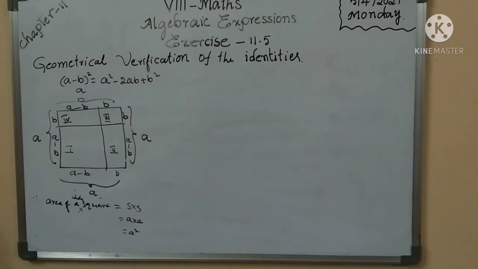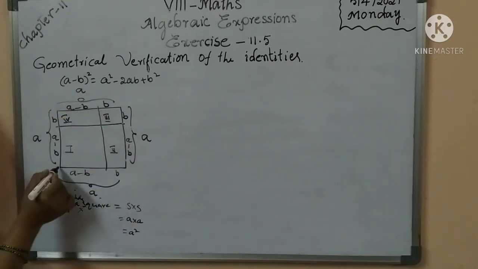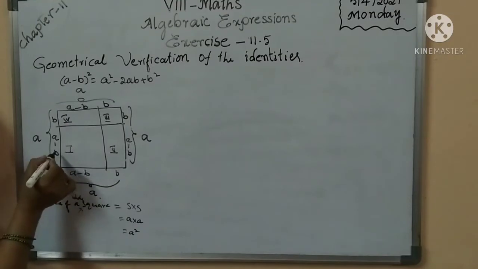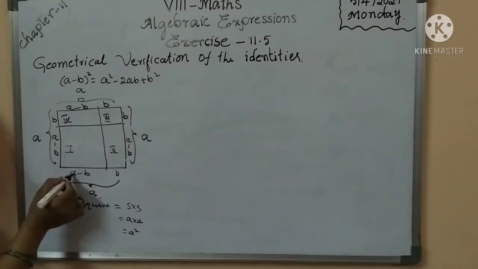Understand, children? Okay, now let us start with all the figures of areas. So observe that here, in the before class, it was the area of your whole square, but here observe that it is A square, first region. So area of a square means side into side.